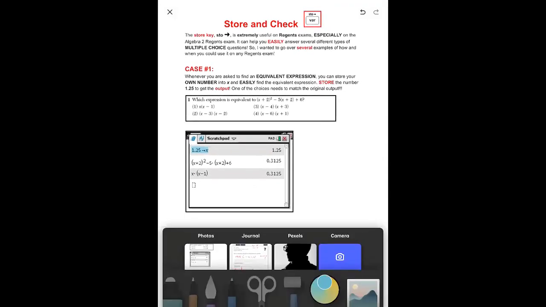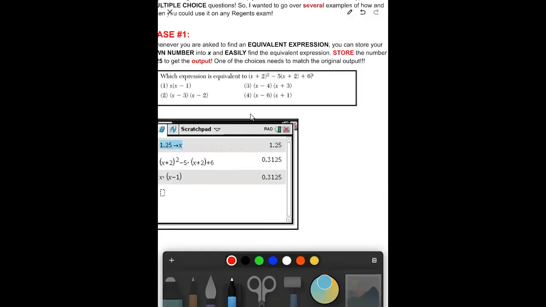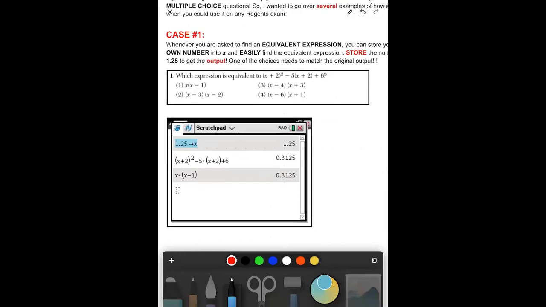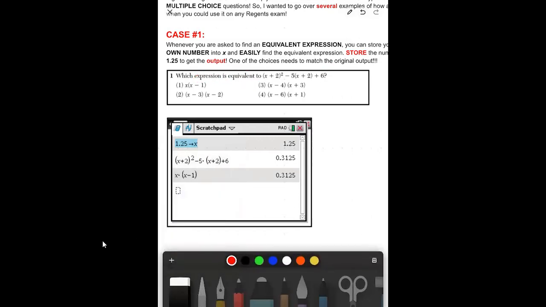Okay. Very first thing, if you look at what's on my iPad, it says which expression is equivalent. Now, that's the word that you should be looking for, especially on the Algebra 2 exam. Let me circle it. Whenever you see this expression that's equivalent, you know that you can plug in a number, any number for x, and calculate the original expression and then go find the one that matches. So that's what I'm going to show you how to do using your calculator. Very first thing, let me grab the calculator.